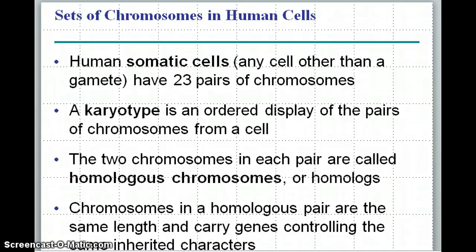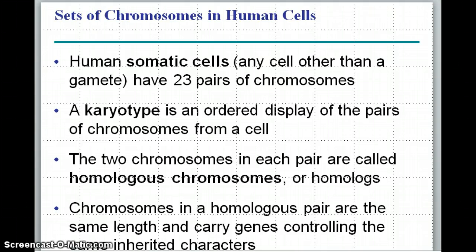Alright, let's review our sets of chromosomes in human cells. This should be a review for you guys, but just in case you're a little rusty. Human somatic cells, that's our body cells, any cell other than a gamete, have 23 pairs of chromosomes. A karyotype is an ordered display of the pairs of chromosomes from a cell.